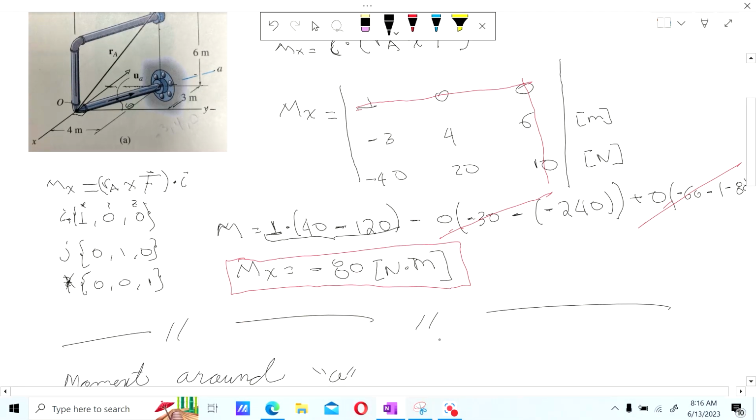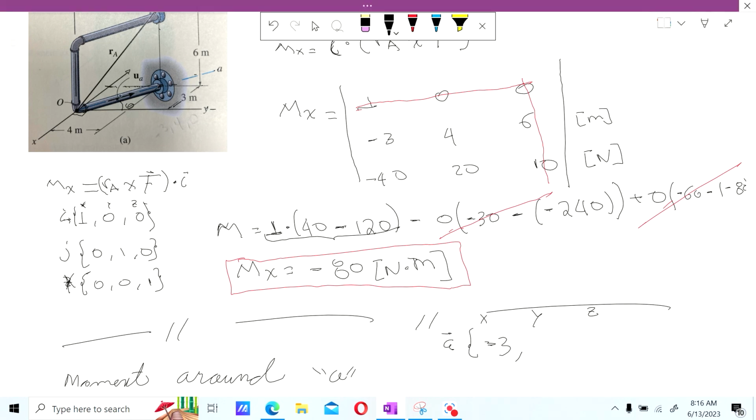What I'm saying is that A lowercase has dimensions x, y, and z, and those dimensions are in x, well, it's the same as the capital A actually, is -3, and in y is the same as capital A, which is 4, but in z is 0.